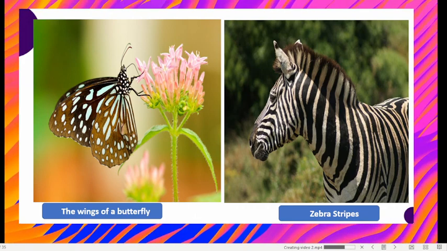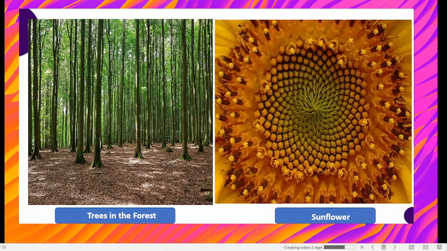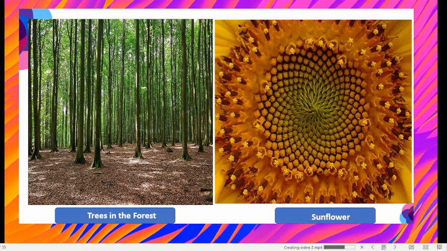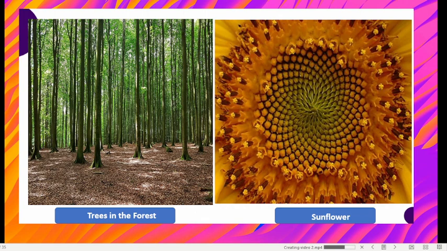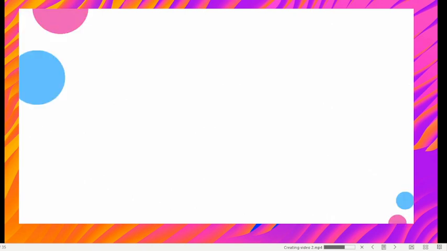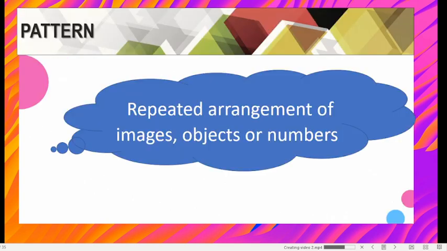Amazing, isn't it? Trees in the forest and the sunflower. See how the florets are arranged in a clockwise and counterclockwise fashion. Can you tell me now what is common among them? Very good. Its images contain patterns. Pattern is a repeated arrangement of images, objects, or numbers. There are many things around us that naturally occur according to a certain pattern. Pattern can be seen everywhere.